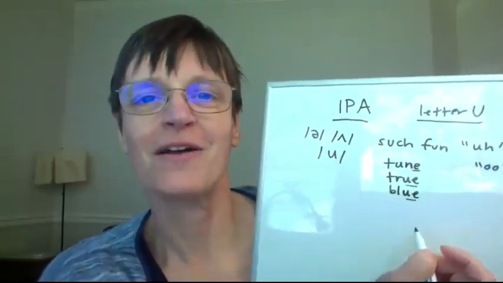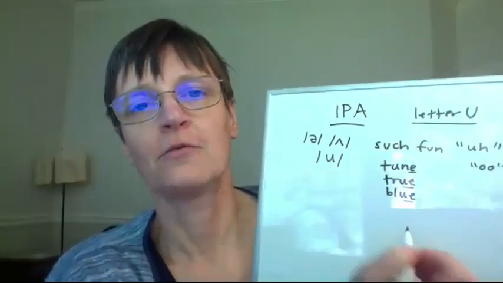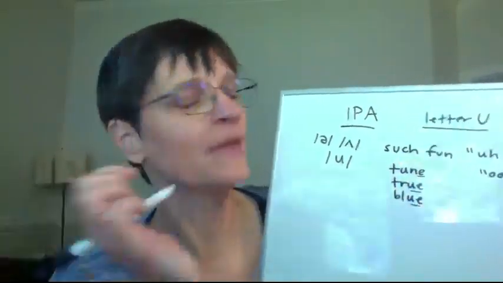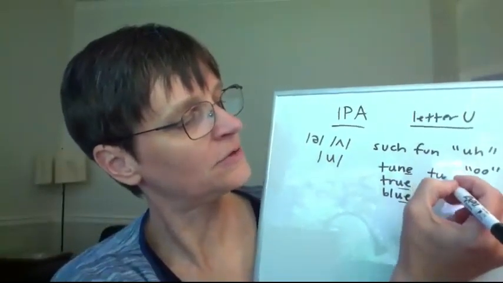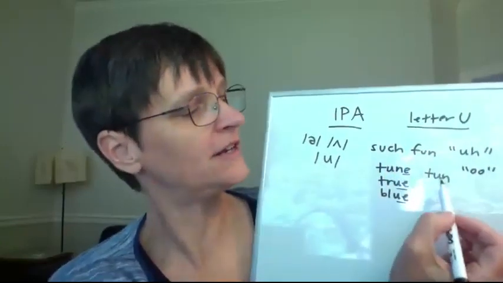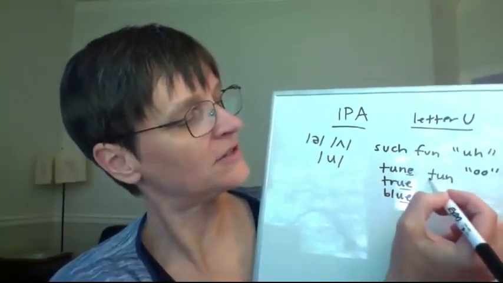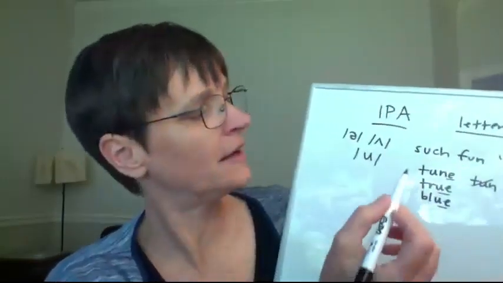Last week we talked about how an E at the end of the word can often make the letter, quote unquote, say its name. So we talked about that if I just had this word, ton, I would have my such fun vowel. Fun and ton would rhyme. But because there's an E there, it's tune. It sounds like an oo, tune.